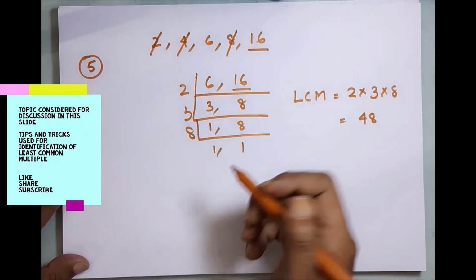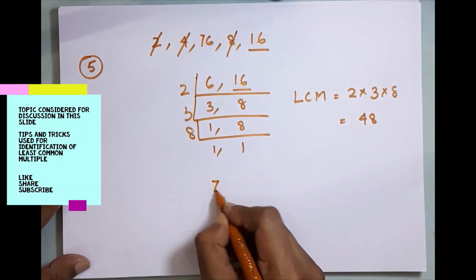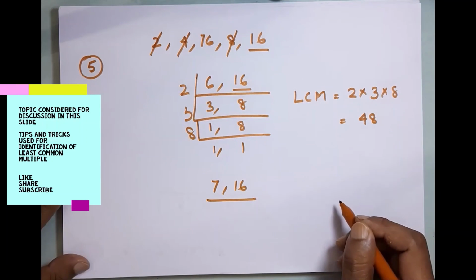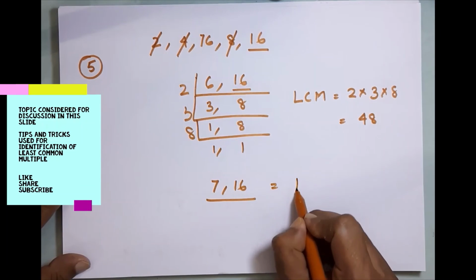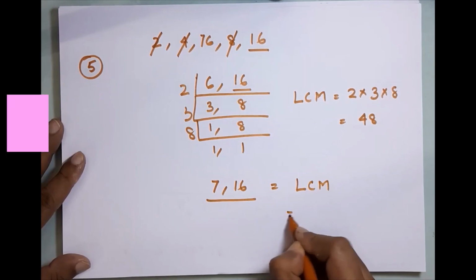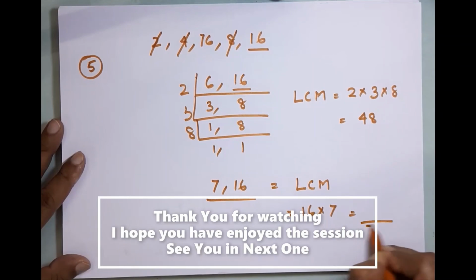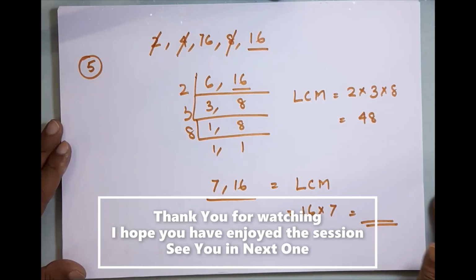Fine then. Will you be able to tell me what happens if instead of 6 it has been given as 7? So 7 and 16 are the remaining numbers. Yeah, you are right. When there are prime numbers available, we simply multiply. So the LCM would have been 16 multiplied by 7, and whatever the answer is will be your LCM for this entire number series. I think that is all for today's discussion.